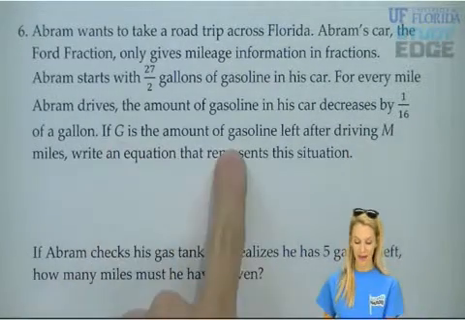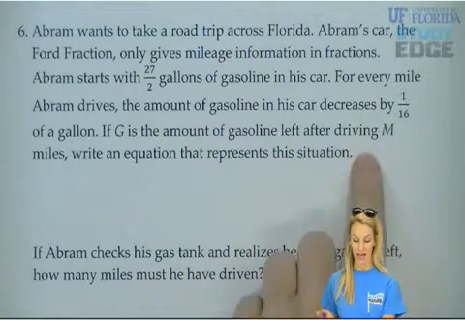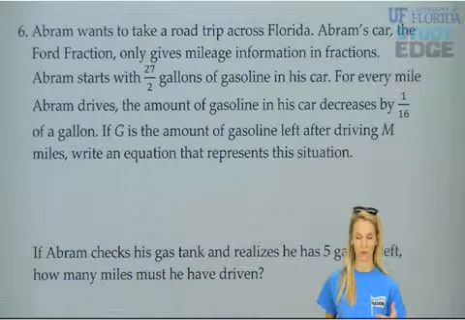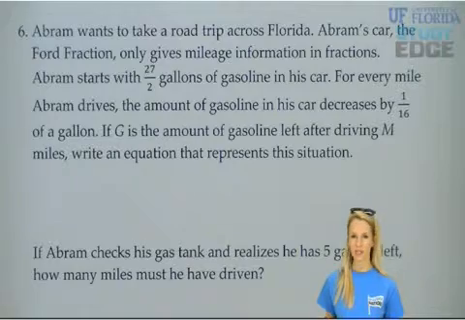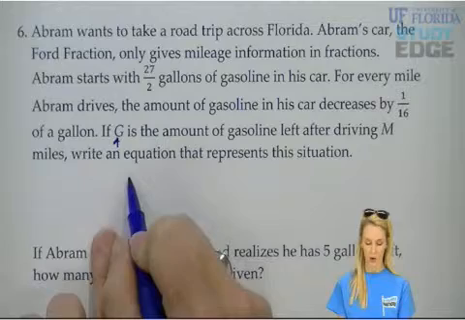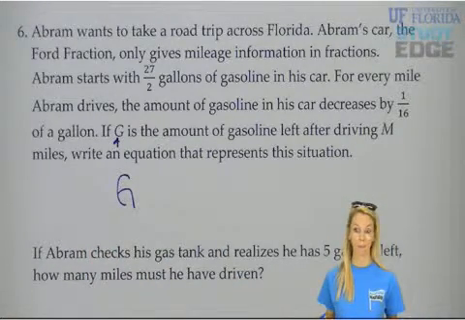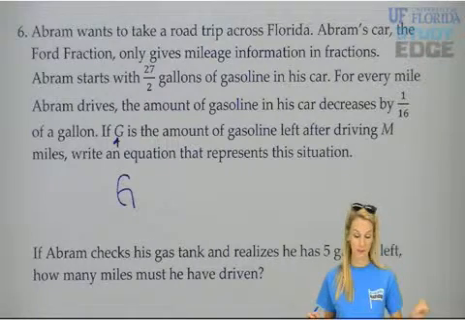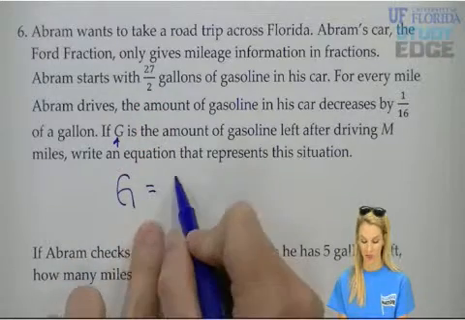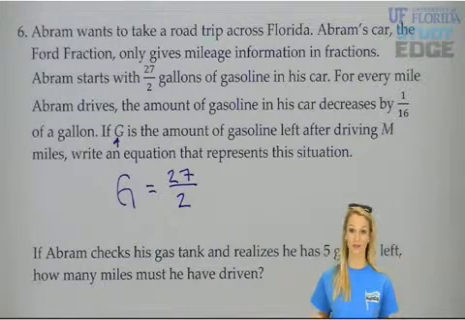So if G is the amount of gasoline left, so G is the amount of gas in his car after driving M miles, M number of miles, write an equation that represents this situation. So let's think about this. We're looking at the amount of gas that he has in his car. Well, how much gas does he have in his car before he drives at all? Before he starts driving, fills up his tank, how much does he have in there? 27 half gallons, right? When he first starts the trip, he has 27 over 2 gallons of gas.